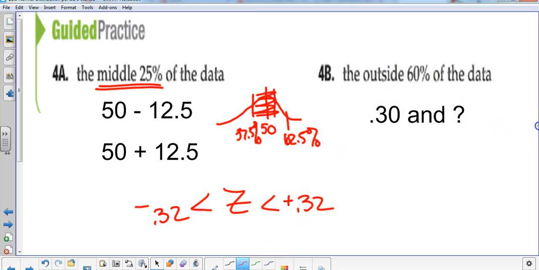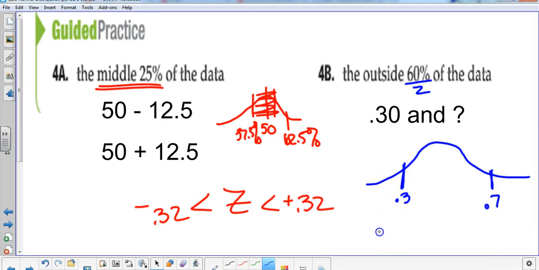If you want the outside 60%, divide it by 2, and you want 30% on either end. So the bottom 30% is just at 0.3. What is the top 30%? Everybody good? 100%? Back up 30%? You're at 0.7? Good. Anybody do that one? Inverse norm. This one, when you write it, you have to say less than or greater than, because you're looking at these percents out here. Or above 0.52. All right, here's the ones you have on your paper.